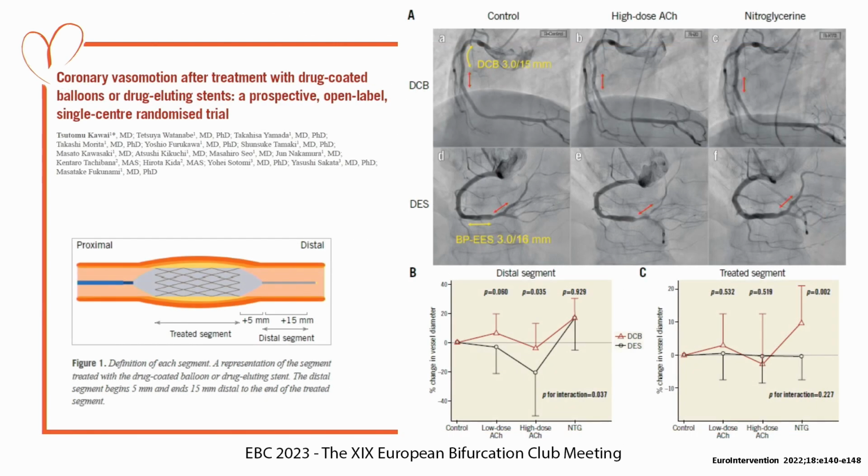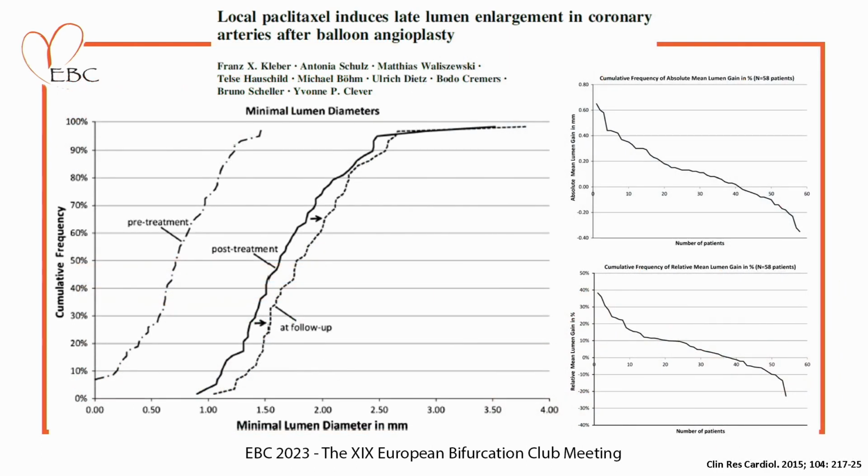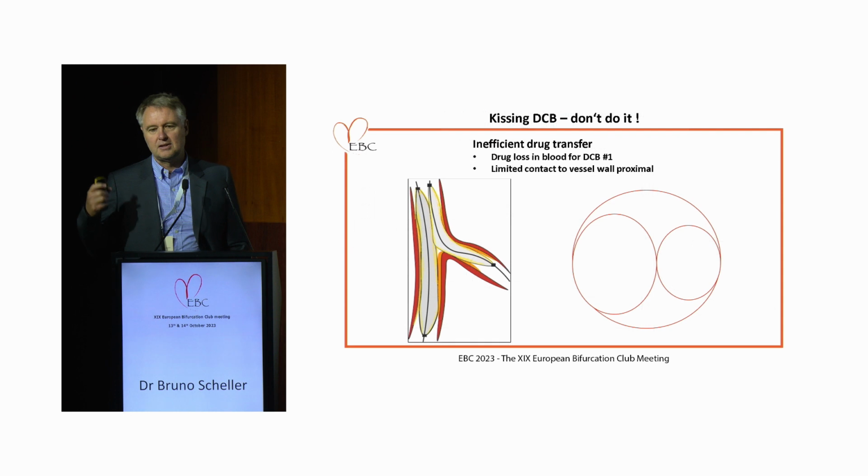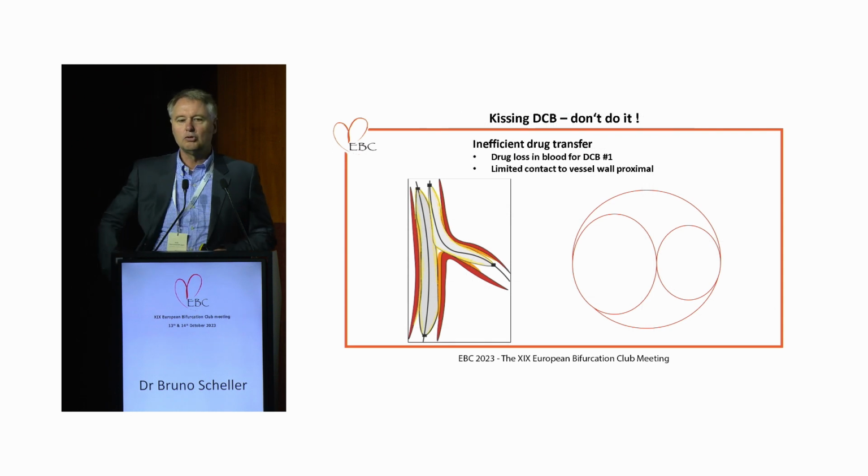So what do we gain when not implanting stents? Number one, we gain vasomotion. This has been shown in 2 randomized trials. One of these is here, and this is data from Franz and our group. We see lumen enlargement, typically at 4 months. This means you do not need a stent-like result at the end of your procedure, but you can expect an improvement of your lumen over time. And that's the basic principle. Don't do kissing DCB.